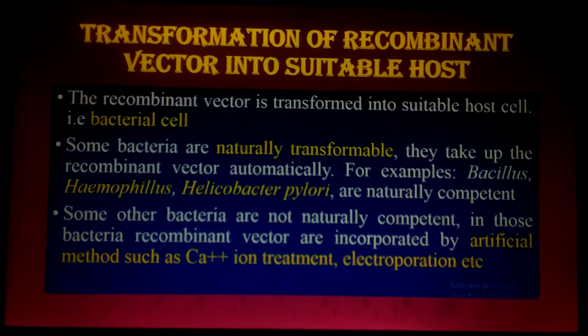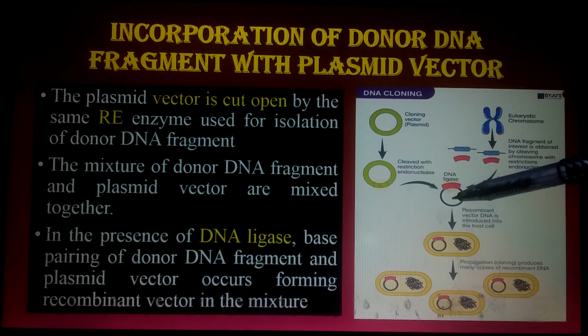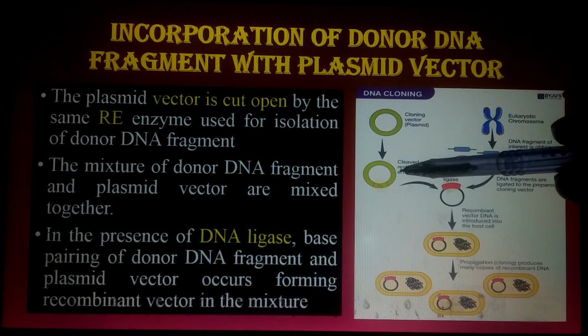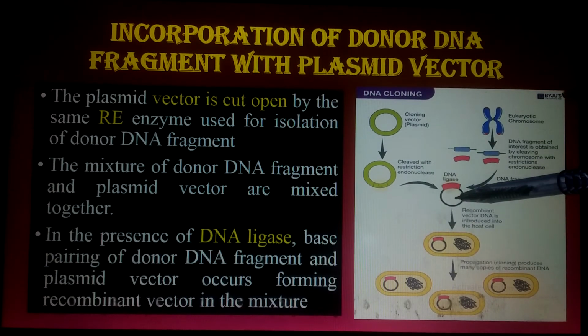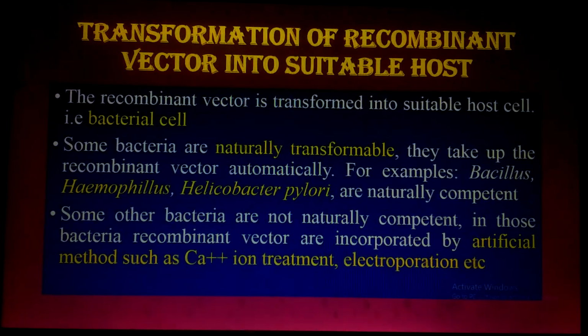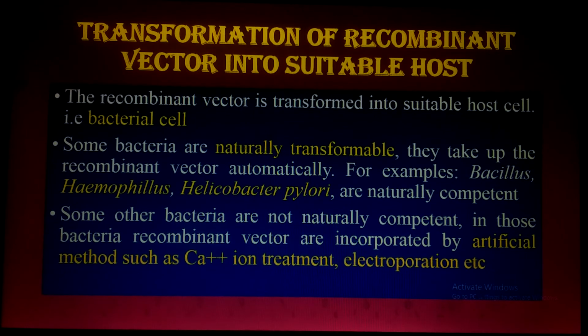Now, the transformation of the recombinant vector into the suitable host. The recombinant vector is transferred into the suitable host cell, that is, the bacterial cell. As you can see here, after producing the recombinant DNA, meaning the rejoining of the two different DNAs, this recombinant DNA is put into the bacterial cell for multiplication. So this is known as the transformation of the recombinant vector into the suitable host.